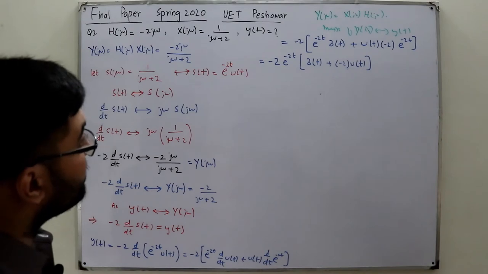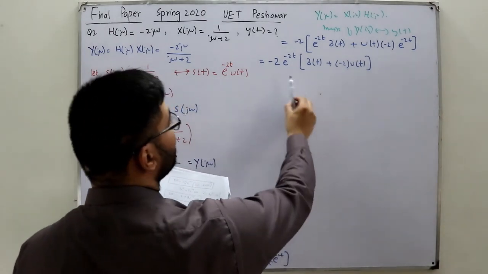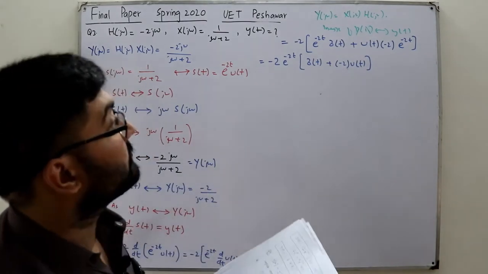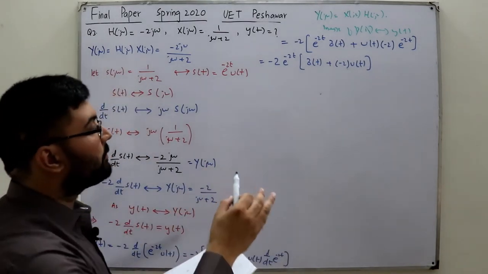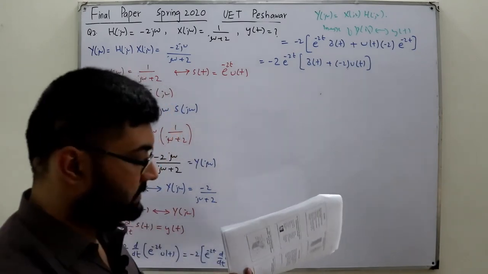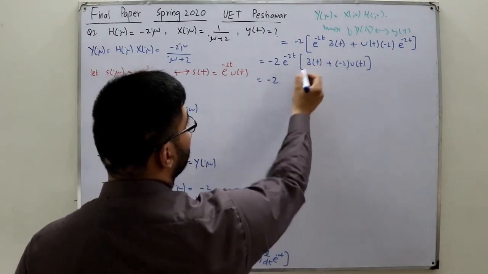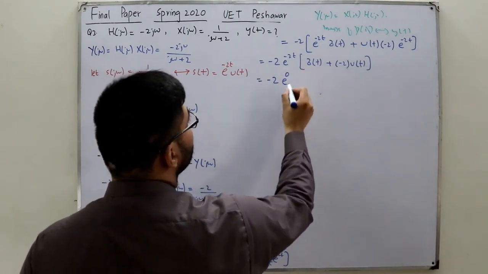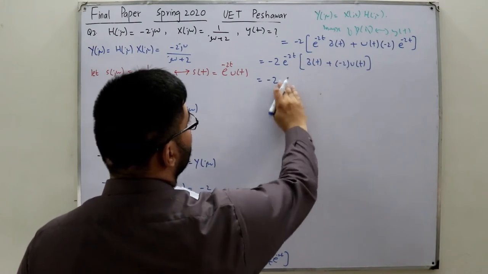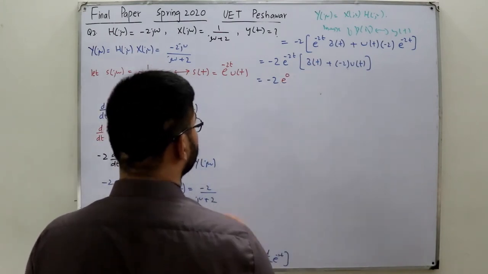So, now I multiply it. If anything is multiplied with an impulse, the answer would be the other function evaluated at the value where the impulse is located. So this would come out to be negative 2 is already here, and then you would have an exponential of 0. Why? Because the impulse was located at t equal to 0.